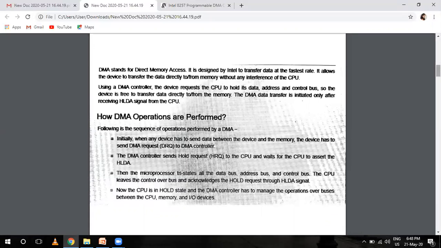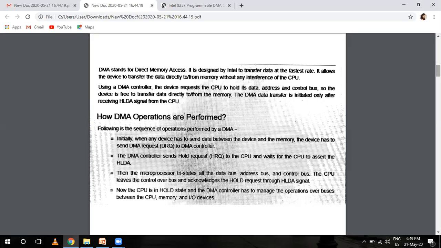Basically, it allows the device to transfer data directly to and from the memory without any interference of the CPU. Using a DMA controller, the device requests the CPU to hold its data, address and control bus so that the device is free to transfer data directly to and from the memory. The DMA data transfer is initiated only after receiving the HLDA signal from the CPU.